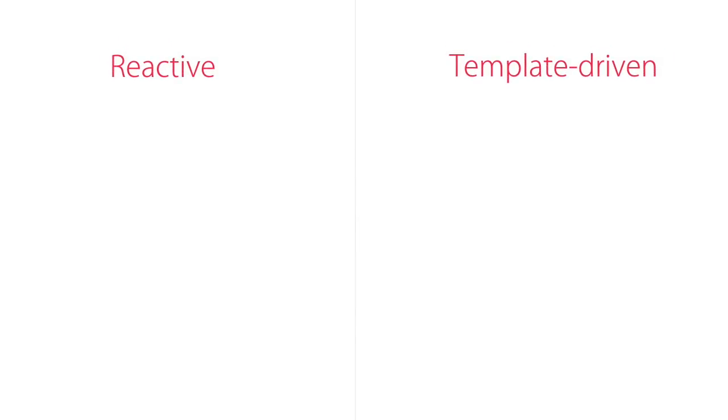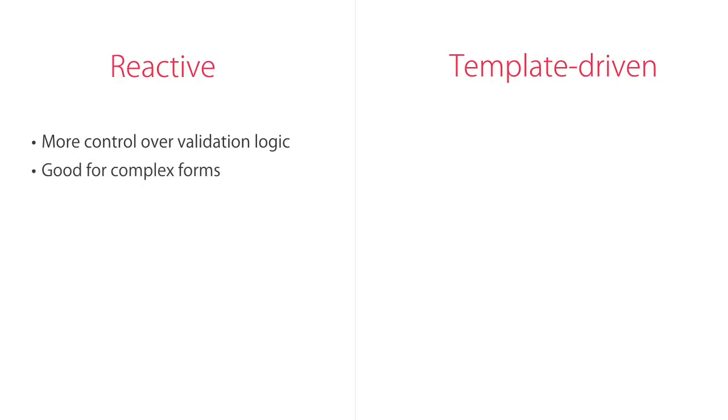The difference is that when we create these control objects explicitly, we have more control over their validation logic. So if you want to build a complex form with complex validation, you need to use reactive forms. You need to create these control objects explicitly. And also, another benefit of this approach is that you can unit test the validation logic of your form.